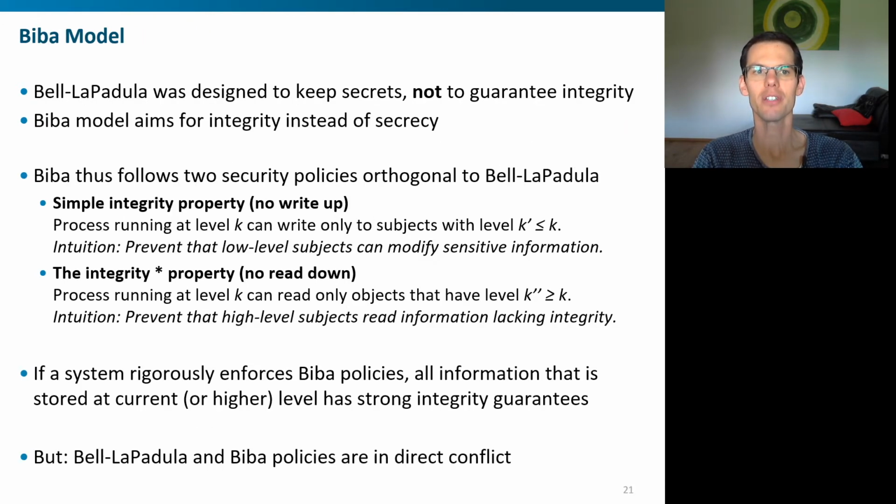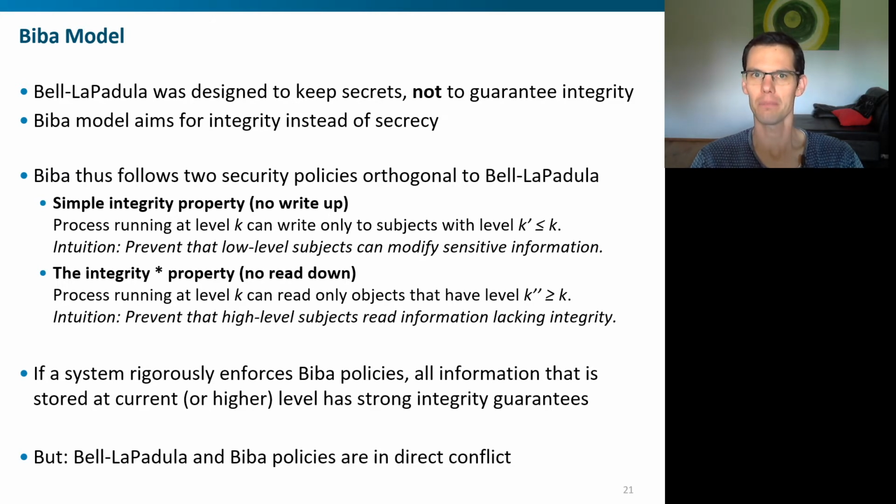Whereas the Bella Padula model was designed to keep secrets, it doesn't by any means guarantee integrity. Have a look at the example of the general and the foot soldier before. It was forbidden that the general can write data to the foot soldier's level, but it was not forbidden that the foot soldier could write data, could overwrite data of the general. Right? So essentially we have no guarantee of integrity. A foot soldier could modify, could even delete the data that the general has written, which is super unsatisfactory. And this is what Biba is actually trying to solve. Instead of secrecy, we want to have integrity.